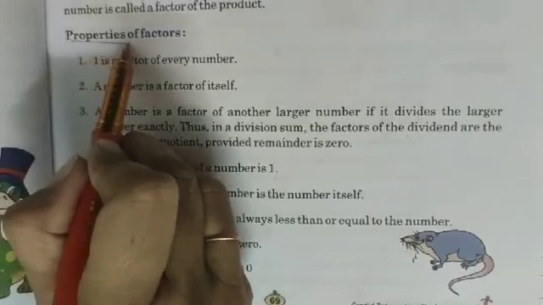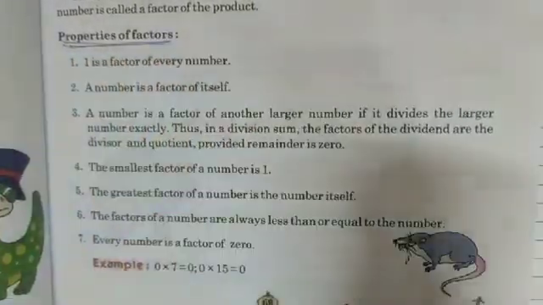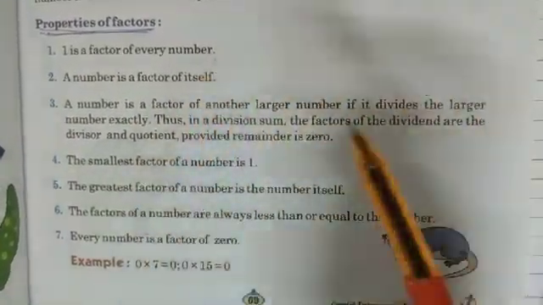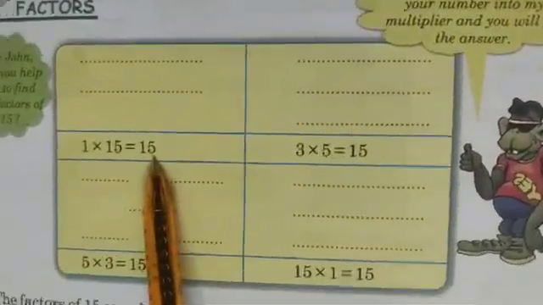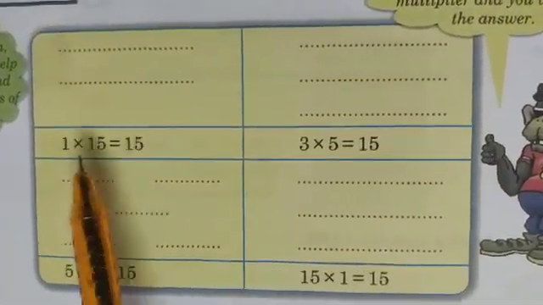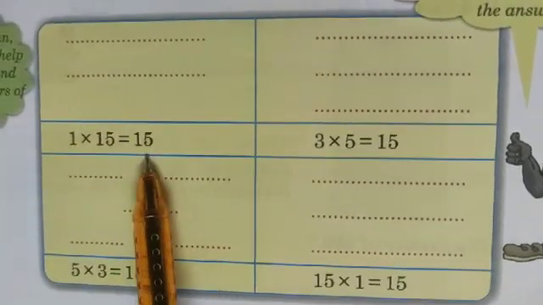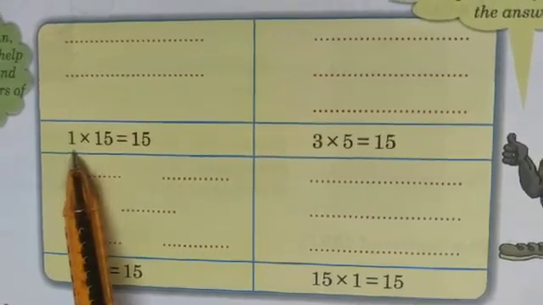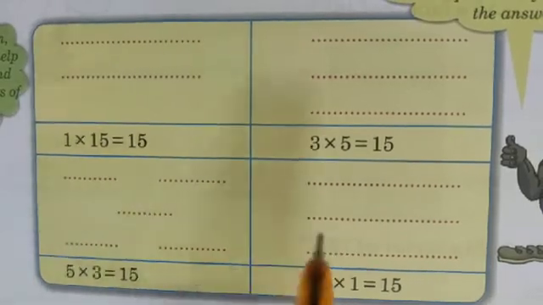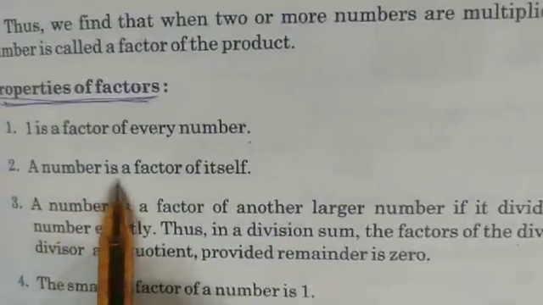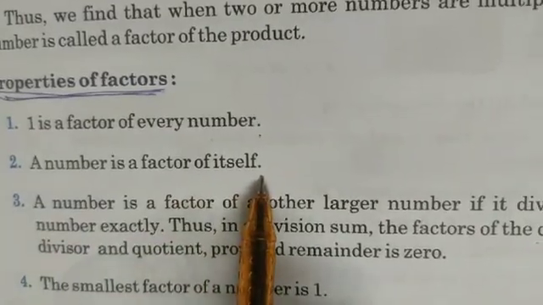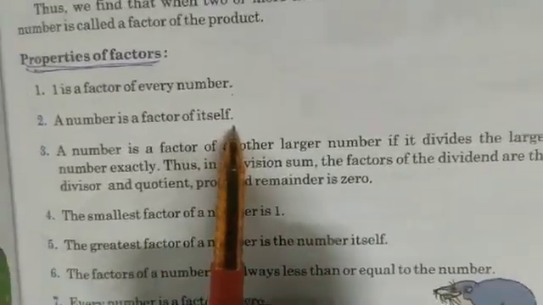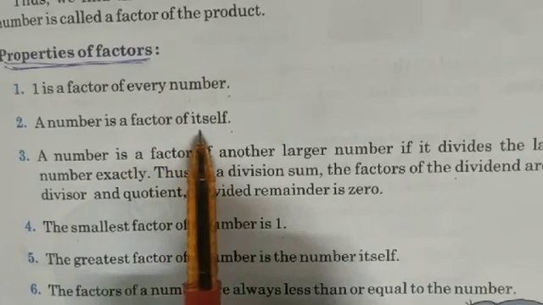So this is very important. They can ask fill-ups from these properties. 1 is a factor of every number. Means suppose 1 multiplied by 15. So 15 is a multiple and 1 is a factor of 15. So 1 is a factor of any number. Whatever number you are finding the multiple of, you will always find 1, because 1 divides all the numbers. Now, a number is a factor of itself. When you multiply a number by 1, you will definitely get the same number itself. So a number is a factor of itself.